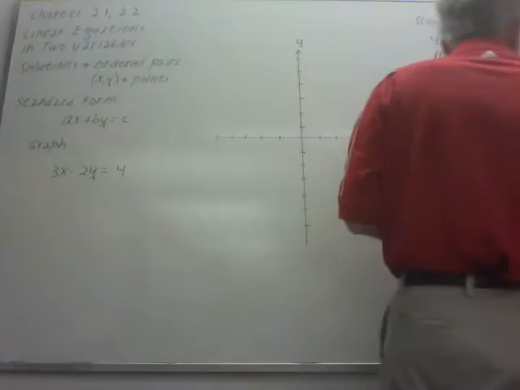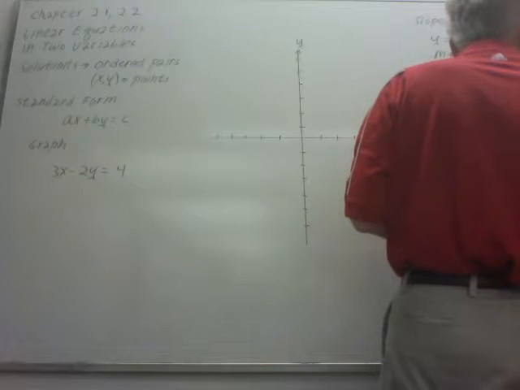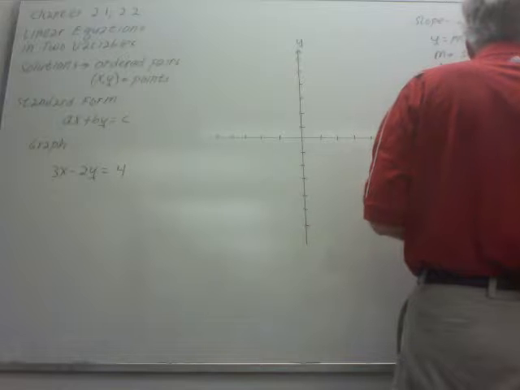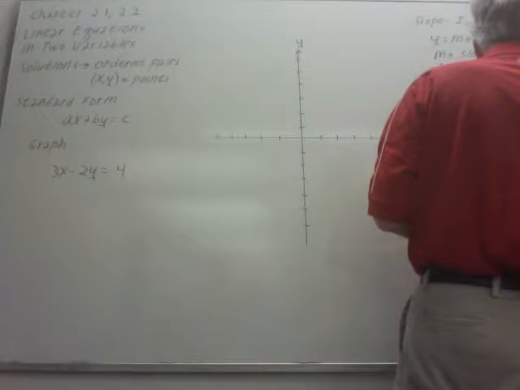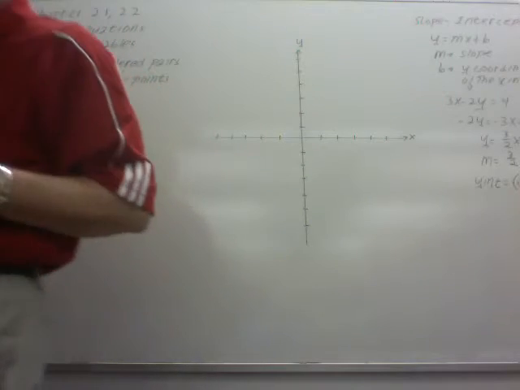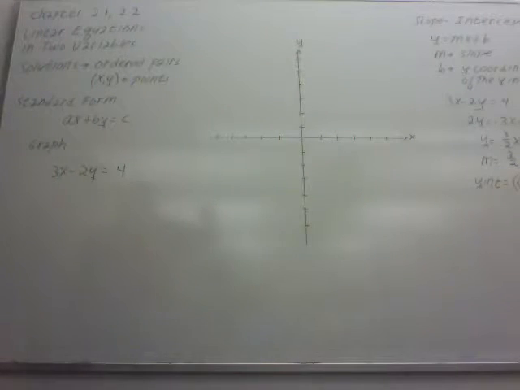Mathematically, it's change in y over change in x, or if you remember from high school, it's rise over run. The top number is the number of units you're going to move up and down on the y-axis. The bottom number, the denominator, is the number of units you're going to move back and forth on the x-axis.